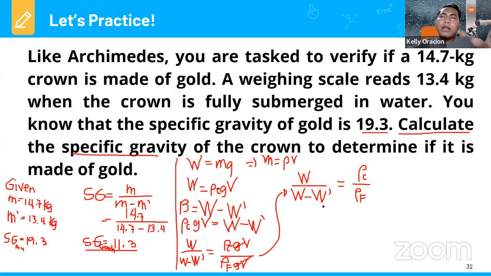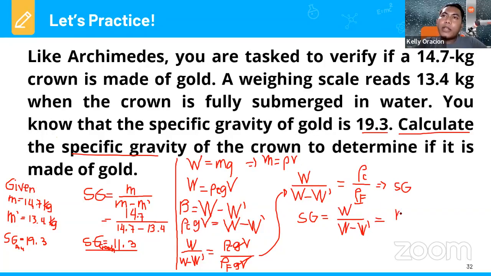After that, this is the formula of specific gravity. Again, specific gravity is the ratio between the density of an object and the density of the fluid. So we have here SG is equal to weight over weight minus the apparent weight.